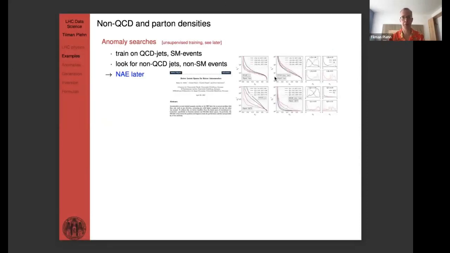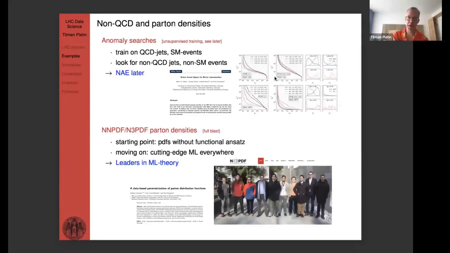One of my favorite topics has always been anomaly search, looking for physics beyond the standard model, if you don't know what you're looking for. I'm going to talk about that later.